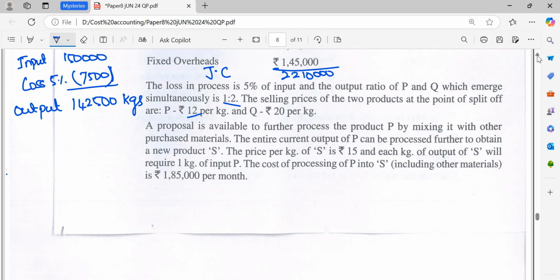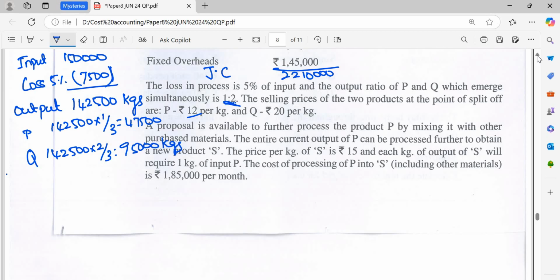In this I am producing P and Q simultaneously in the ratio of 1:2. Out of 1,42,500, P is 1/3. So 1,42,500 into 1/3 is around 47,500 kgs, and Q is 1,42,500 into 2/3, which is around 95,000 kgs.